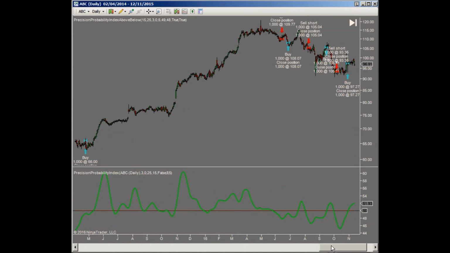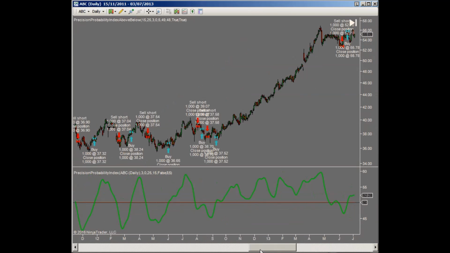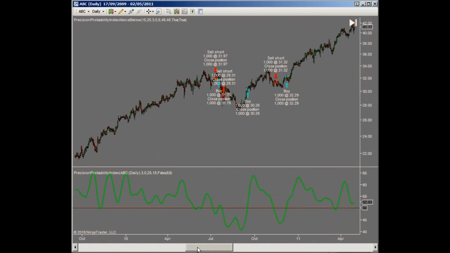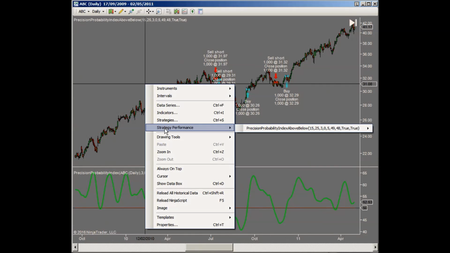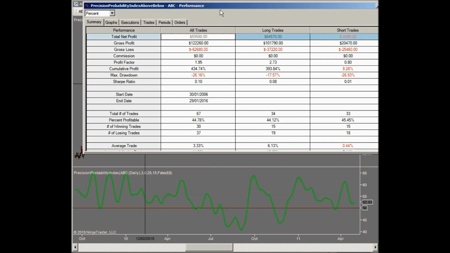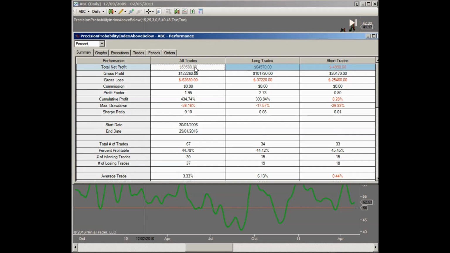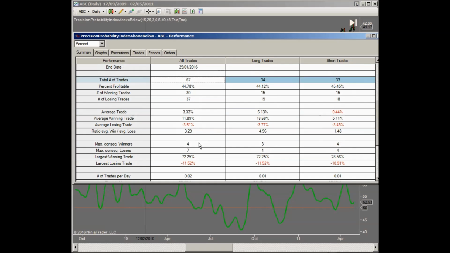And it's interesting to see what happens with the strategy. So it's gone up a bit more, another $2,000. If you look at the number of trades, it's gone down to 67. The risk reward ratio is now 3.29 and the percent profitable is the same.